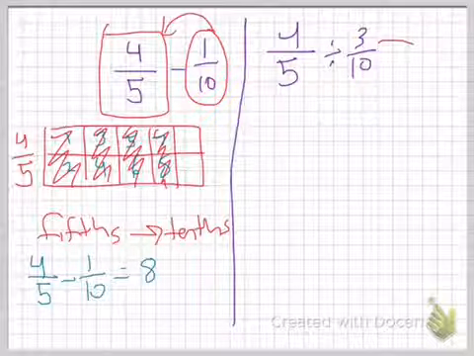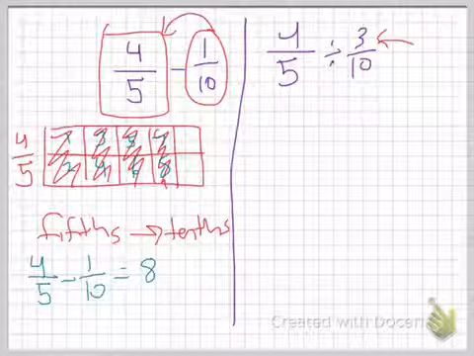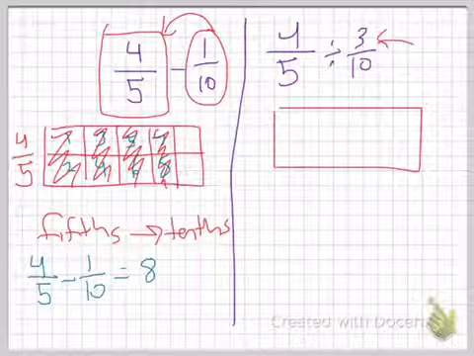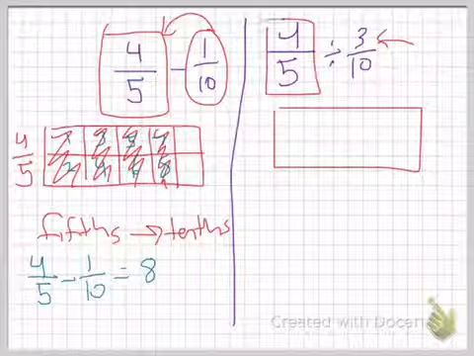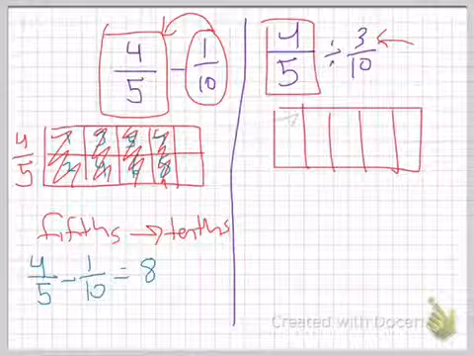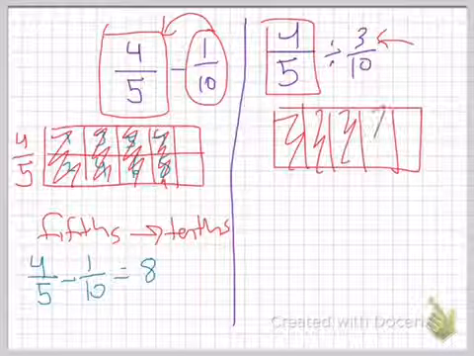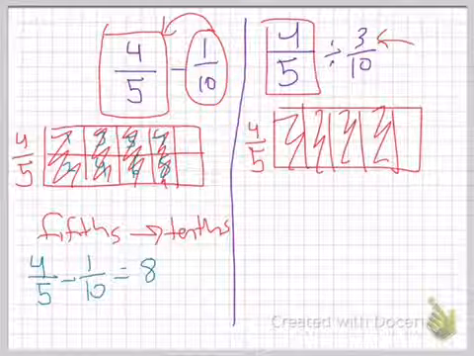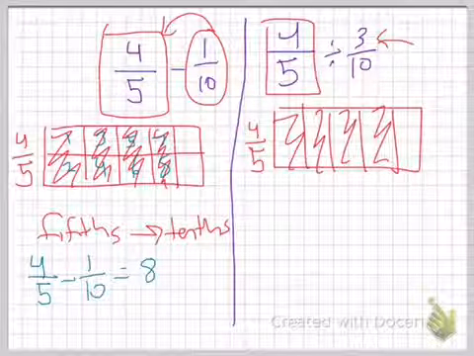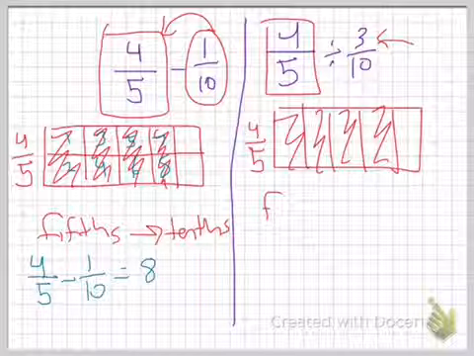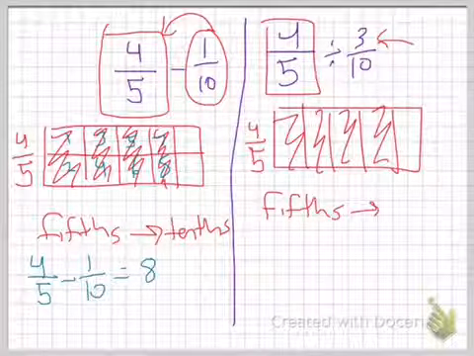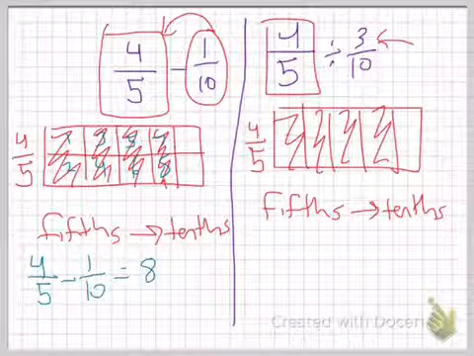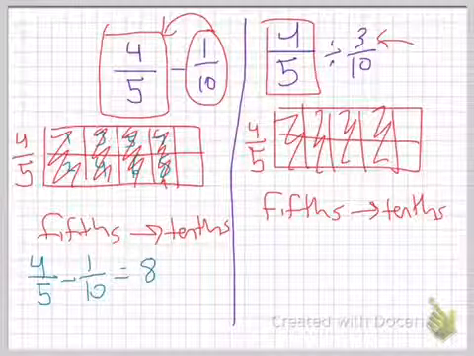So this one's different just because instead of having a 1 in the numerator, I've got a 3 in the numerator. I can still start the same way. I'm going to want to start with my first fraction. So 1, 2, 3, 4. 4/5. I need to split the same way I did before. My fifths into tenths. And I can do that exactly the same way by drawing a line straight across.